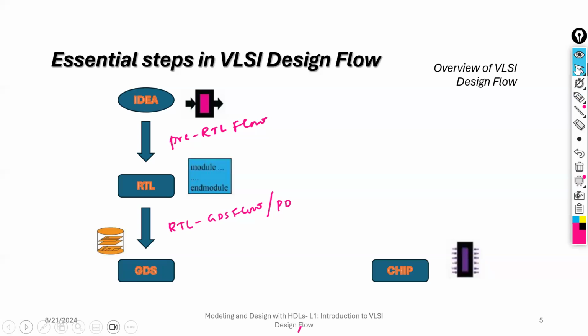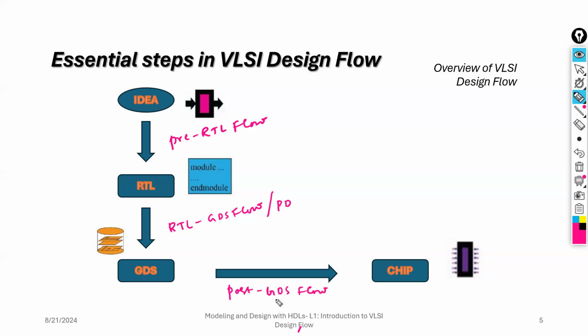Later, the next step is GDS to chip design. This is called the post-GDS flow. GDS normally stands for graphic design system. That means whatever layer information is there, we write that layer information in the form of a file. The extension of the file is GDS2. That is required to create or to realize an IC or a chip, right?